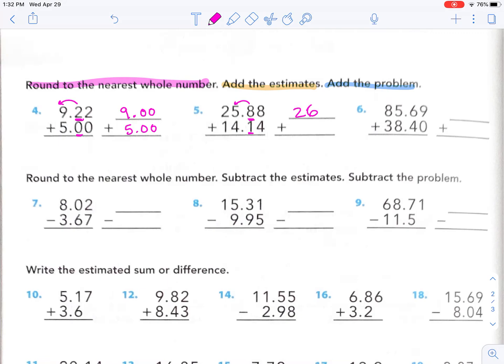Okay, 14, think of this, $14.14. Well, here's my bossy number. It's going to boss that 14. Is it going to go down to 14 or up to 15? 4 and down, round down. So that will be 14. Awesome. Okay, here we go.